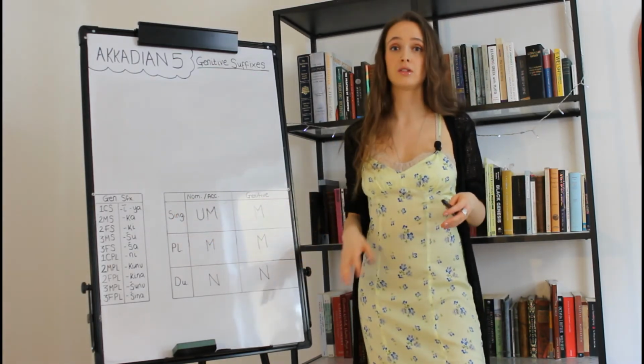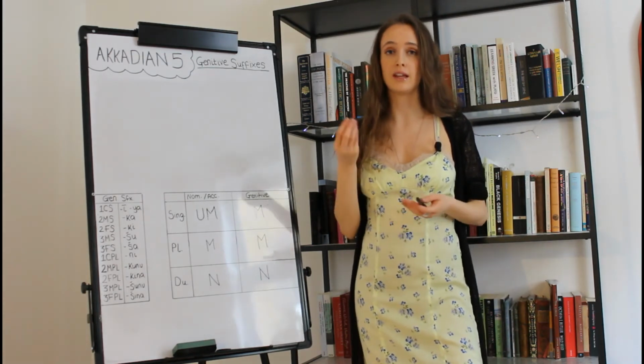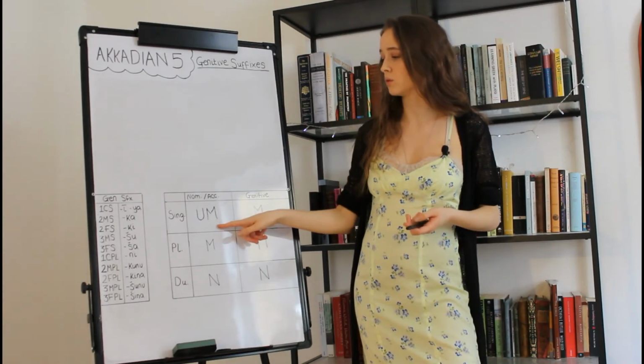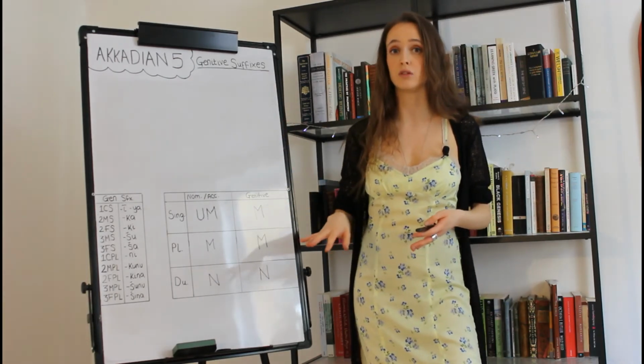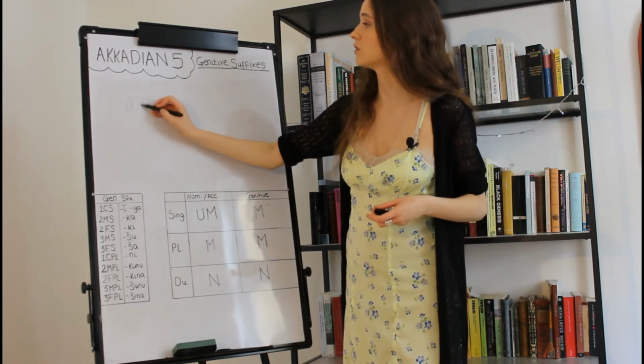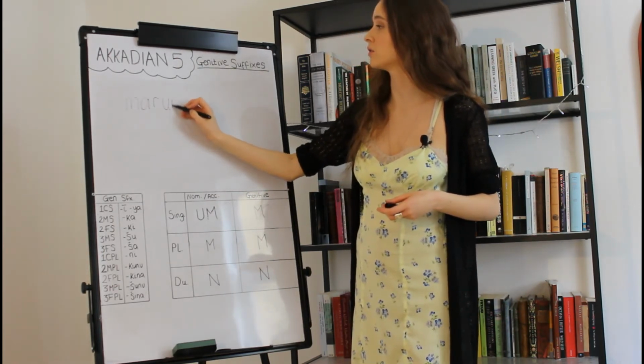So triptotic nouns tend to be short masculine nouns who retain their case vowel after the possessive suffix. And this is contrary to what we normally see, as the case vowel is usually omitted with the mimation. So if we take an example from a common triptotic noun, this is the noun for son, marum.